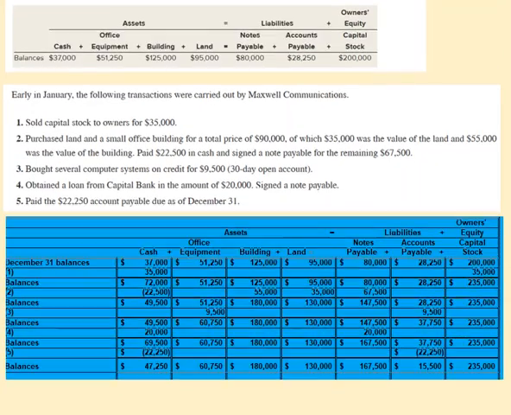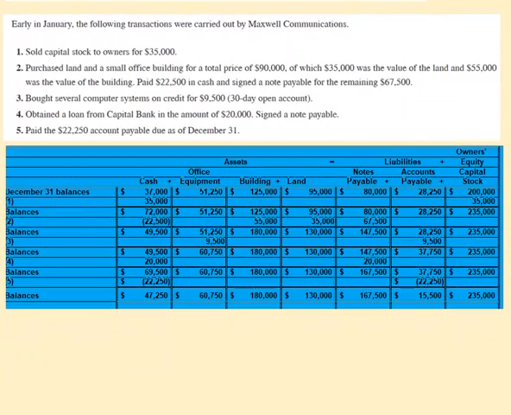Now, what we're going to do is look at the transactions that occur during the period and determine how those affect the accounting equation, okay? So let's look at this first one. Sold capital stock to owners. What that means is the owner invested in the business. The owner put in $35,000 in cash in exchange for $35,000 worth of capital stock.